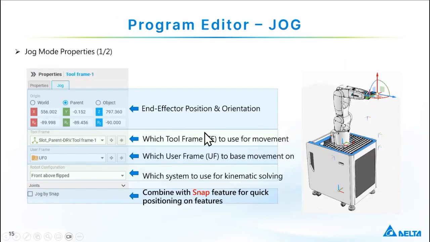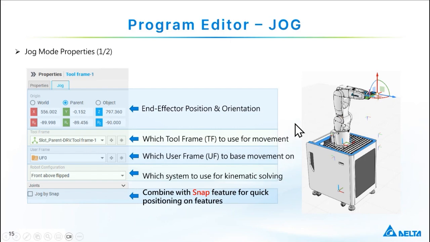Okay. These are the properties of the jog function in DIATwin. At the top, we have the origin position, which represents the current robot position in world frame or based on the parent frame, which means from user frame 0 or from the world position. And secondly, we can change the tool frame we want to observe.